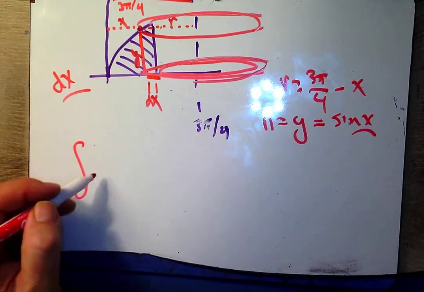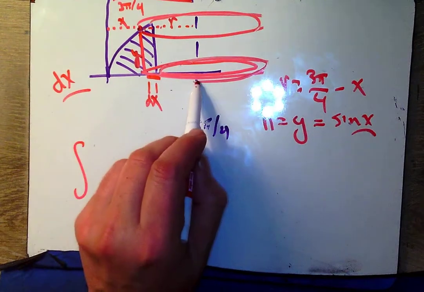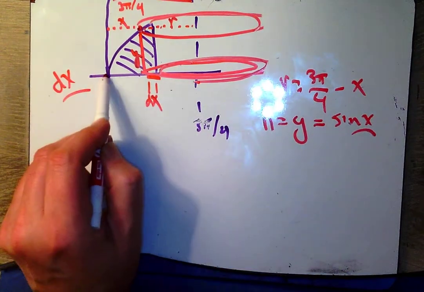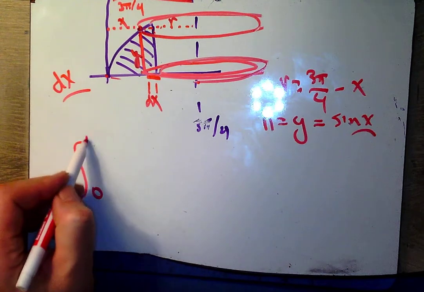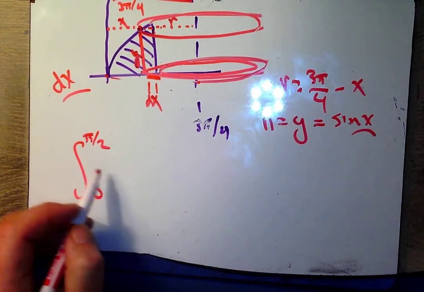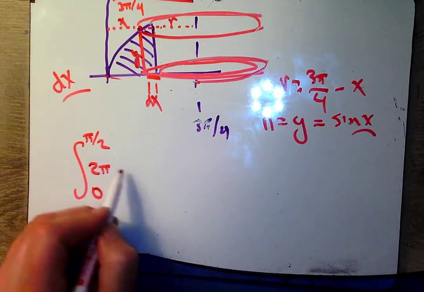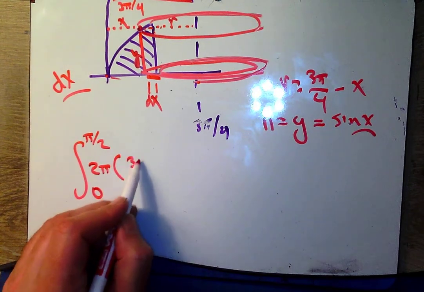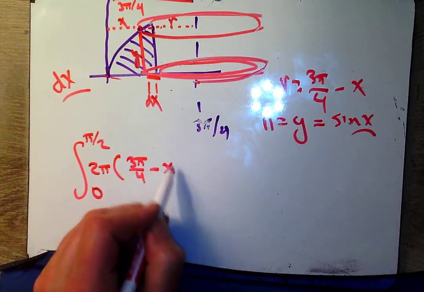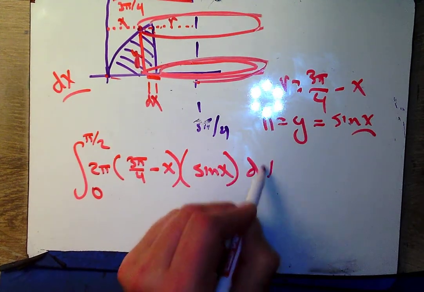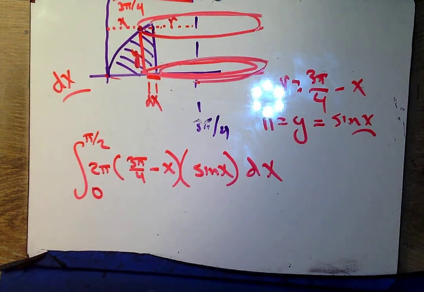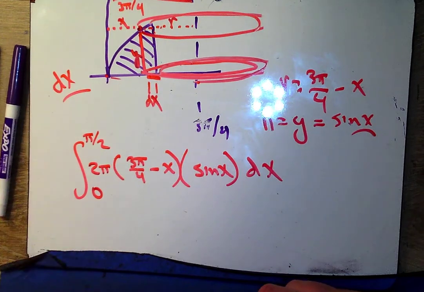So my integral will be, remember, we're not integrating all the way to here. We're just integrating the region. We're going to go from 0 to pi over 2. And this is shells, so 2 pi, 3 pi over 4 minus x times the height of sine x dx. All right, so that's those.